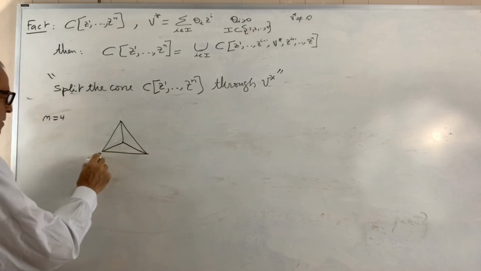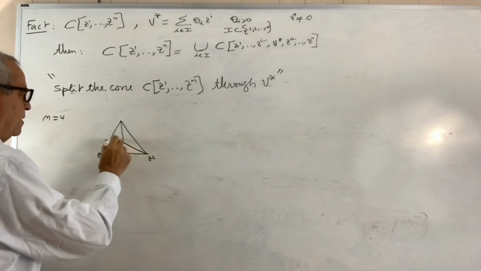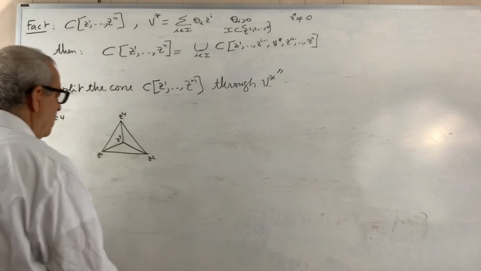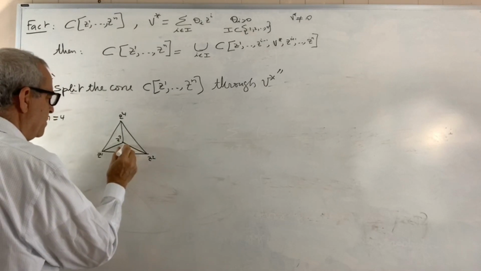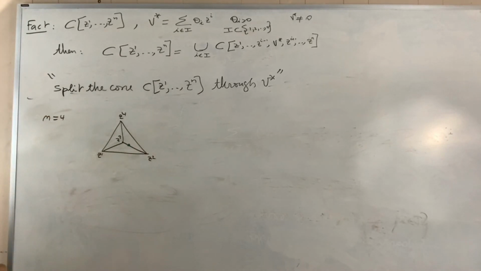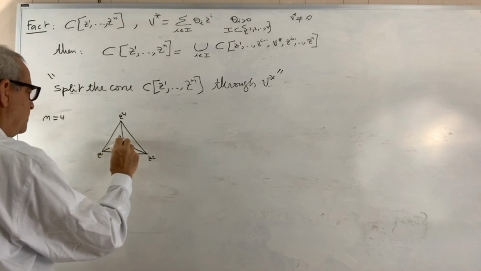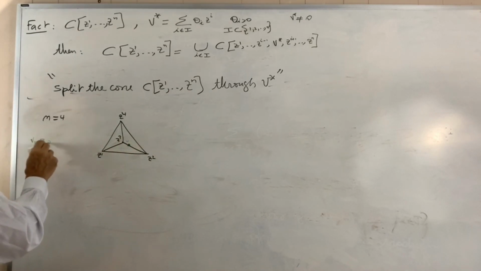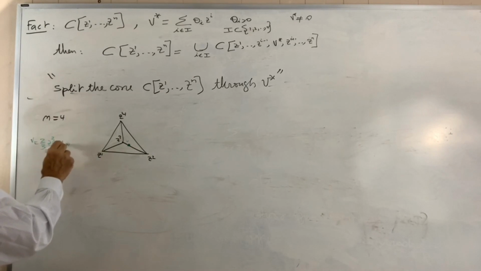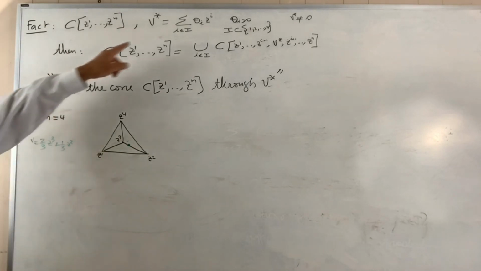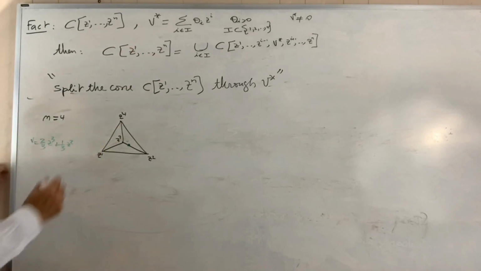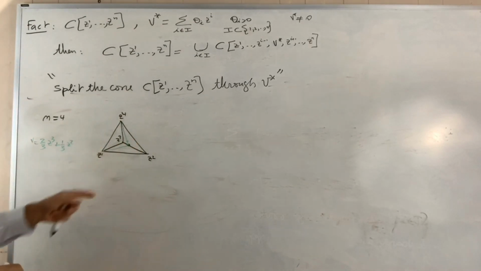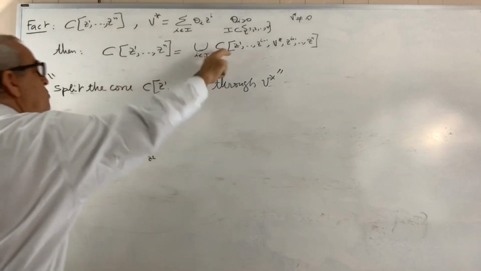So that's Z1, Z2, Z3, Z4. And let's say I want to split the cone with respect to this point V, let's say it's 2/3 of Z3 plus 1/3 of Z2, a point like that. So my I has only two elements, Z3 and Z2. Then the cone will be like this. So I'm splitting my cone into two cones. So the union has two terms.